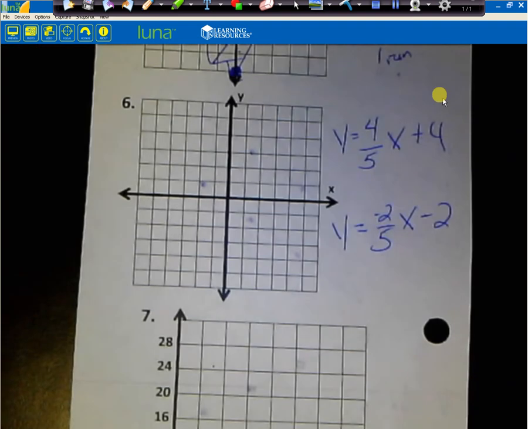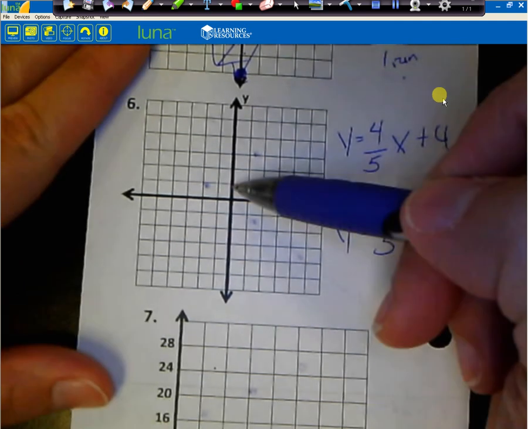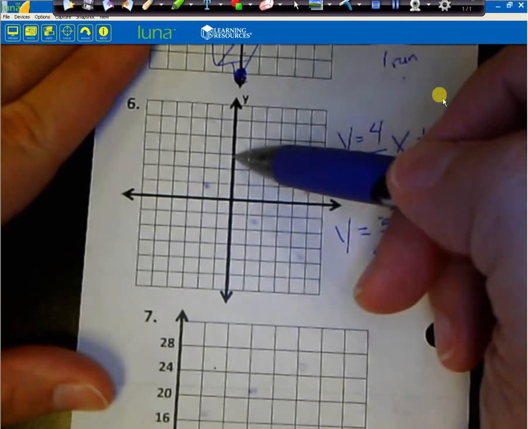Alright, now I'm ready to graph. On this one I'm going to start at plus 4 on the y-axis since that's the end number or the y-intercept there. So 1, 2, 3, 4. I'm going to put my dot.